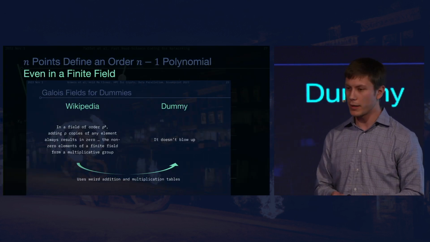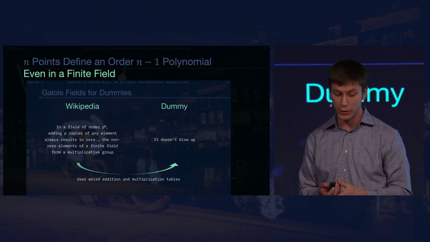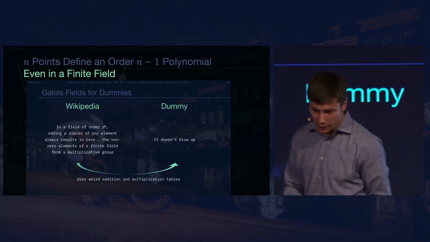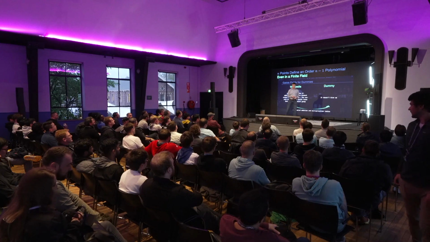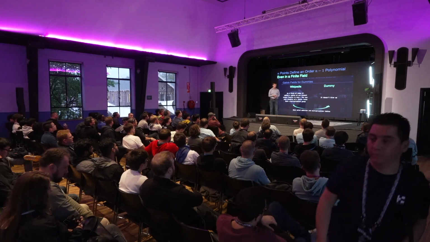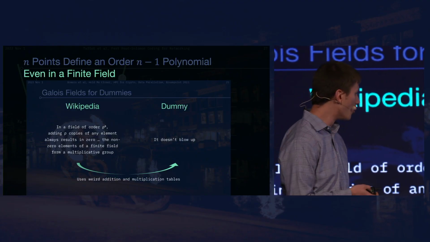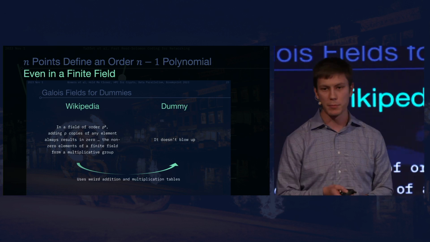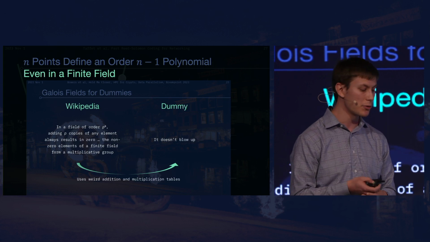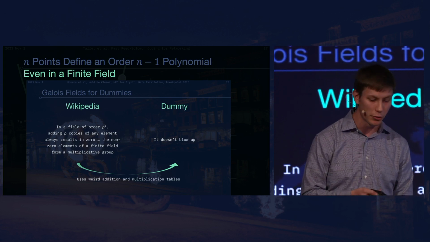So here we harken back to what Kevin just talked about. You didn't think you'd be hearing about finite fields so soon again. So we're back to Galois fields for dummies. And the key thing is that they don't blow up. This fact that n points define an order n-1 polynomial is still true in a finite field. I'm going to keep showing these polynomials as if they're ordinary, garden-variety polynomials over real numbers. But the key thing to know is that we have this blowing up issue under control.